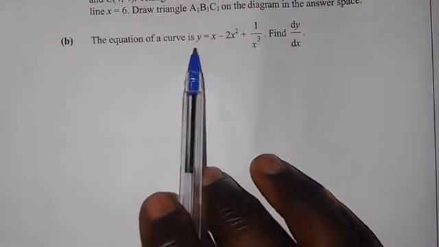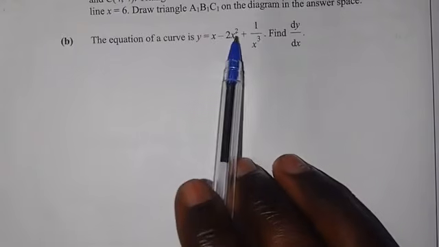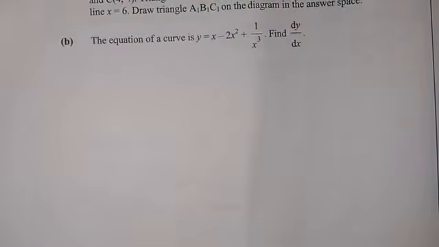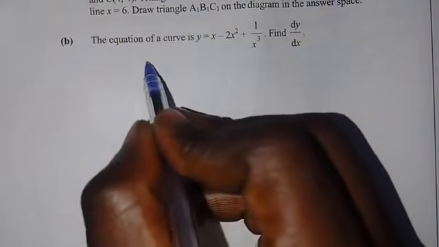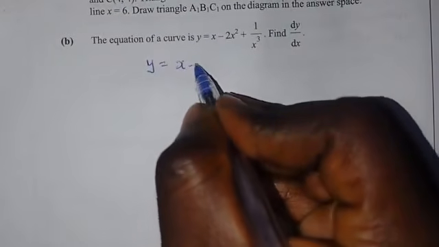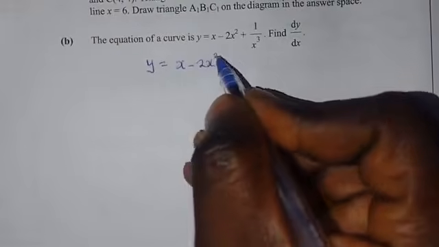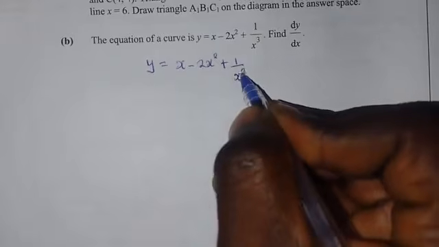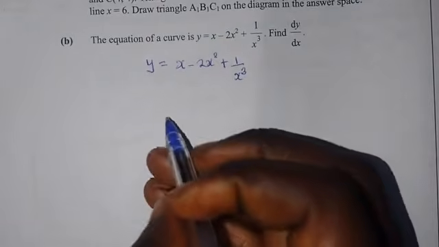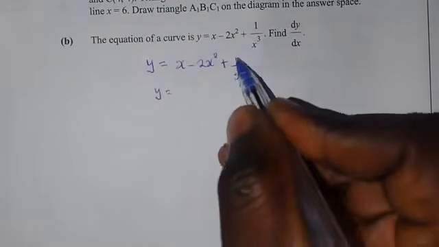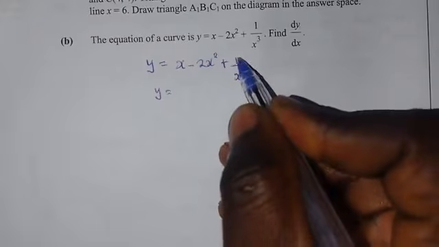The equation of the curve is y equals x minus 2x squared plus 1 over x to the power 3. Find dy/dx. So first thing, we're going to write the equation, which is y equals x minus 2x squared plus 1 over x to the power 3. So we need to find dy/dx. So to find dy/dx, first we will rewrite this one because I've seen there is this term which is a fraction.